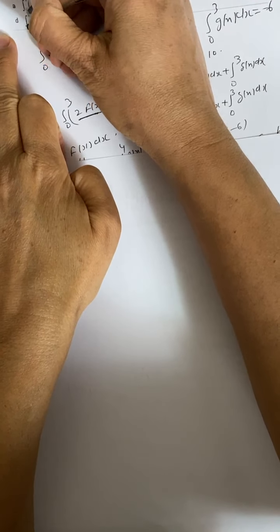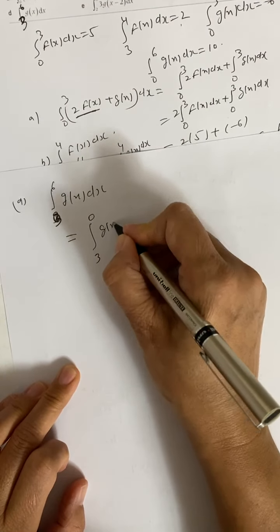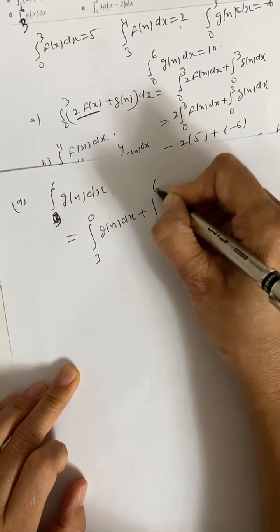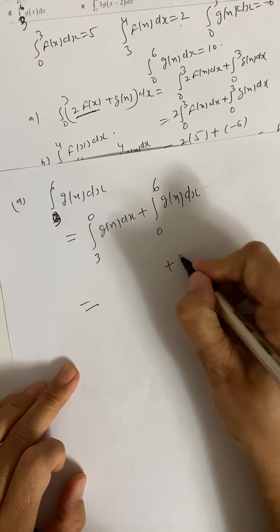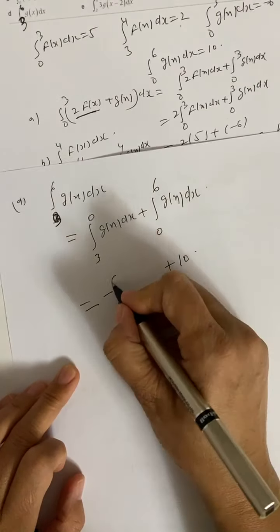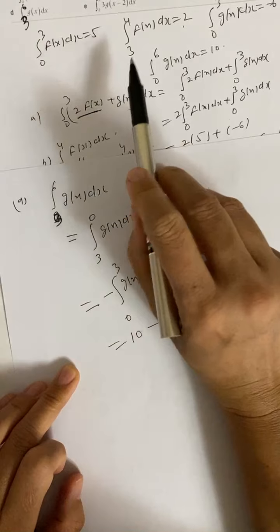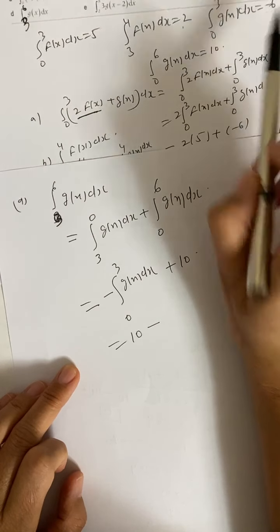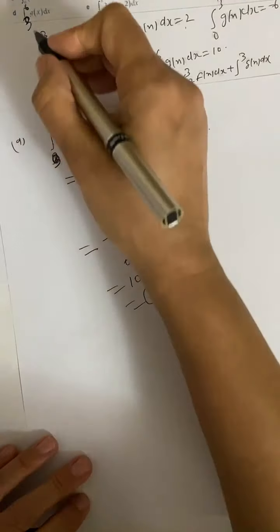Okay. Now for this one, no, it should be 3 to 6. Okay. So what I can do here is, I can write this as the integral from 3 to 0 of g(x) dx plus 0 to 6 of g(x) dx. Now 0 to 6 of g(x) dx, I already have this value, and for the 3 to 0 part, I can change it to 0 to 3 of g(x) dx. So I got 10 minus, now 0 to 3 is negative 6, so that gives me 16. Okay, so it was 3 to 6.